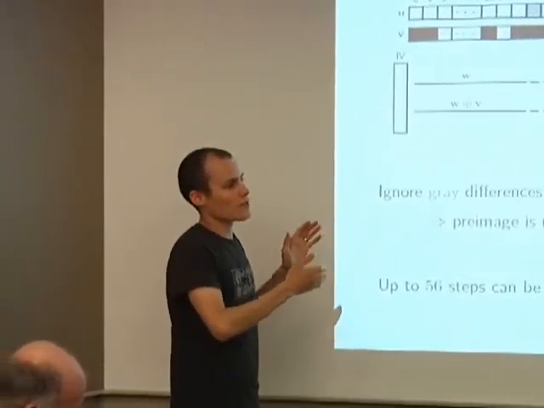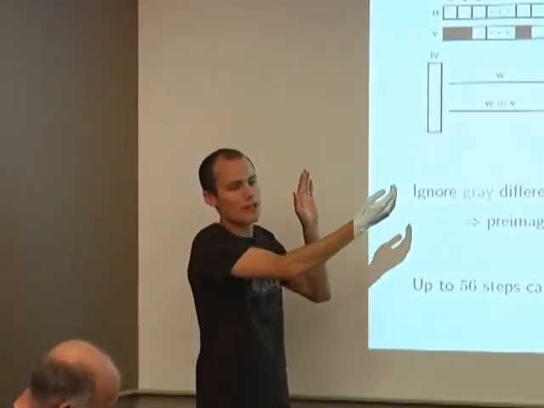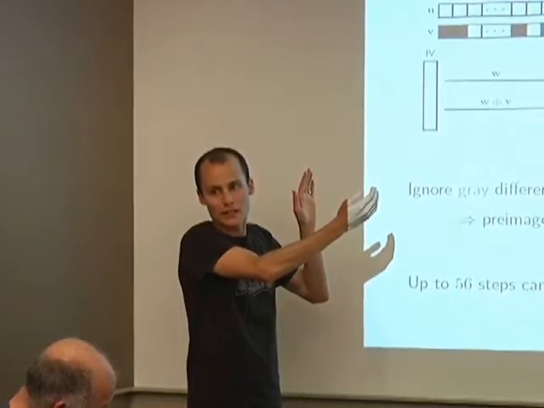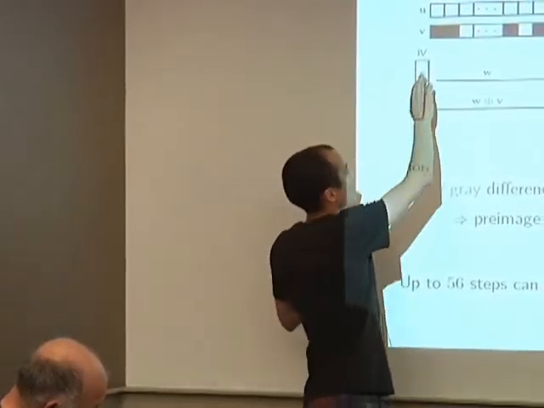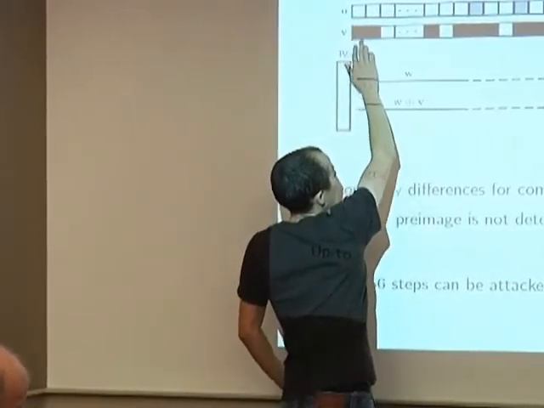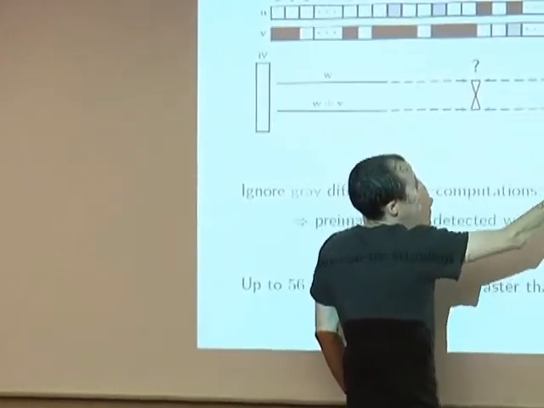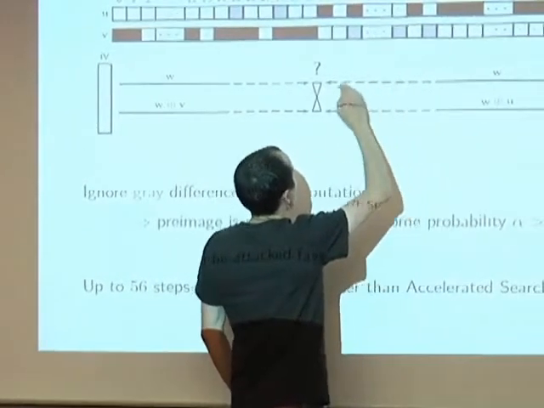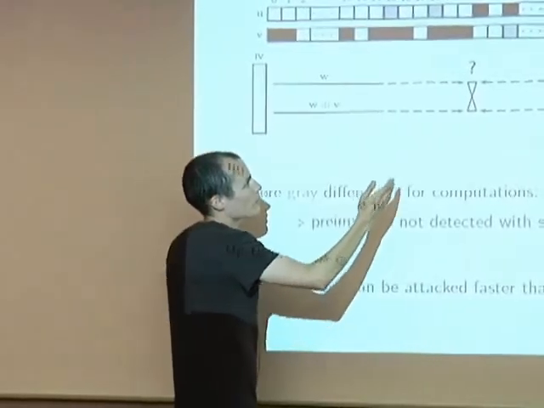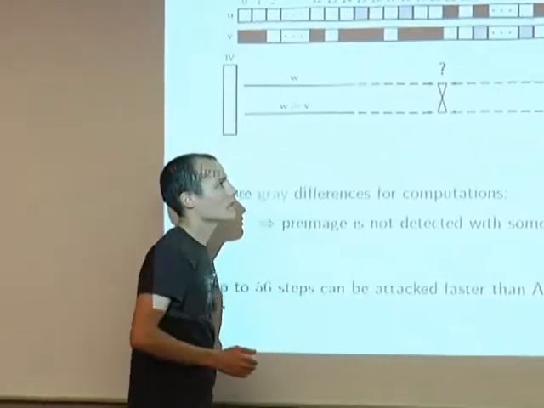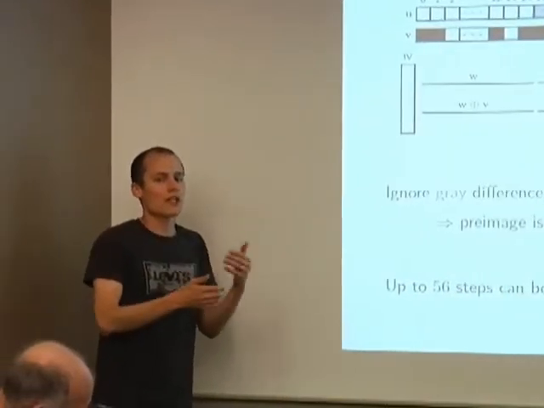But otherwise, we do the same thing as we did for the 30-step initial basic attack. So we compute for all possibilities of V until here, and we compute backwards for all possibilities of U until here. But now, when we have a match here, it's not sure that we really found a preimage.